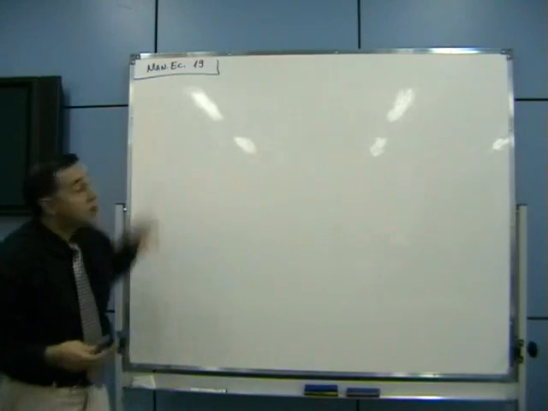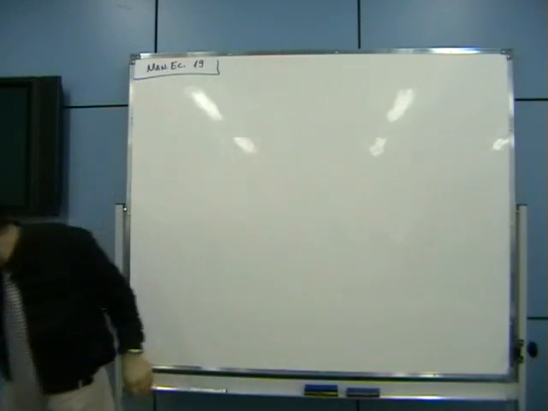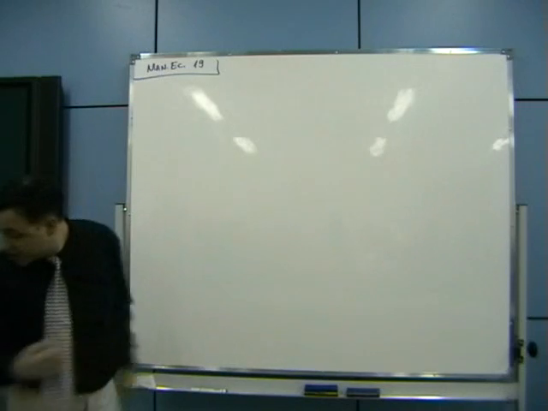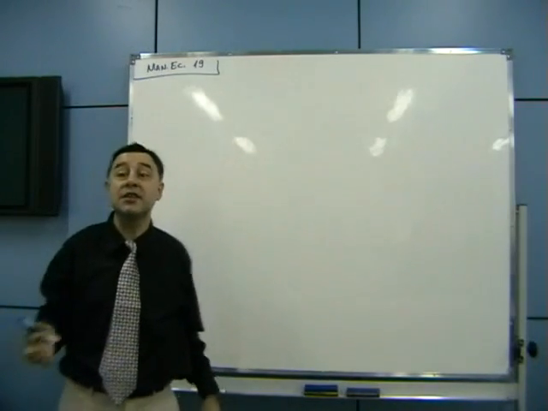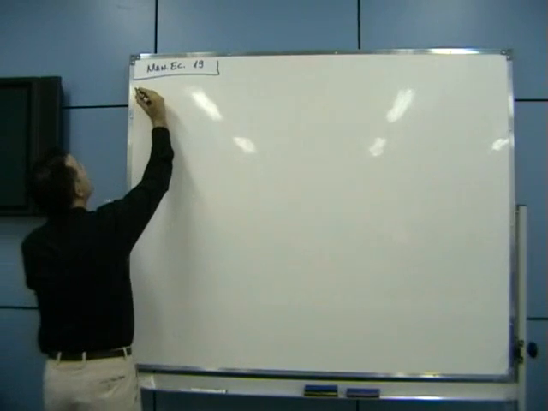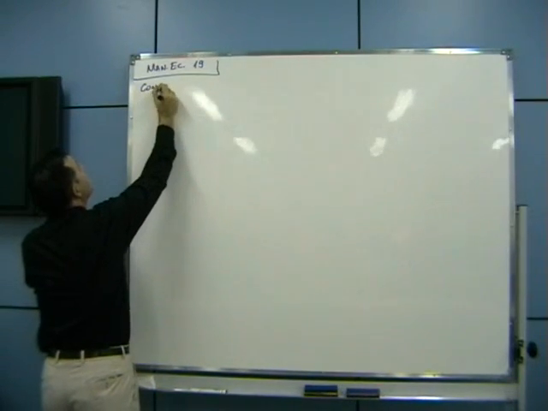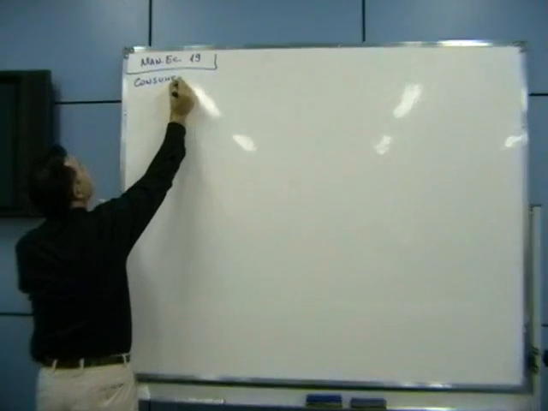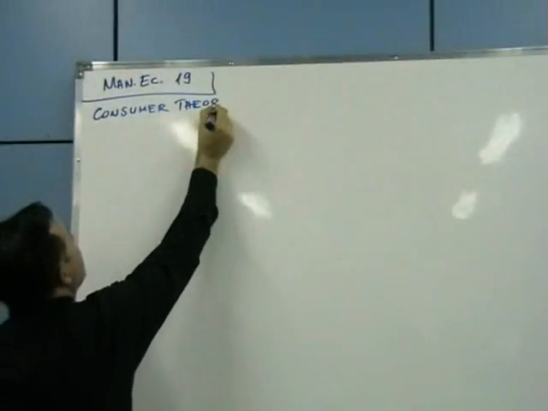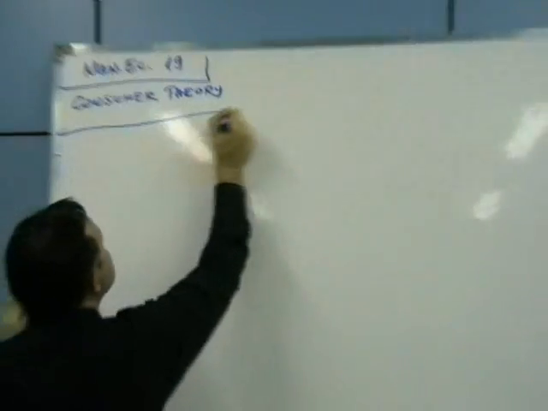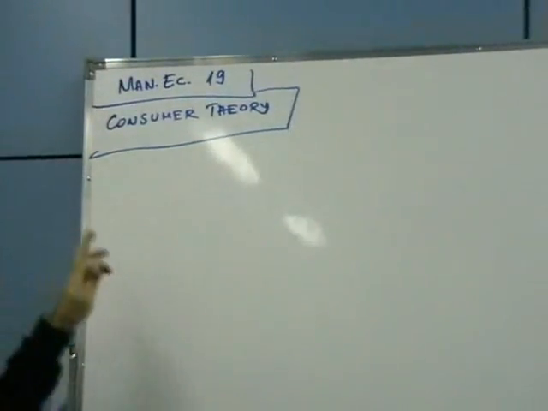So, we begin Managerial Economics 19. The topic is consumer behavior, which is just the fundamentals of consumer theory. So, this is resuming it, right?